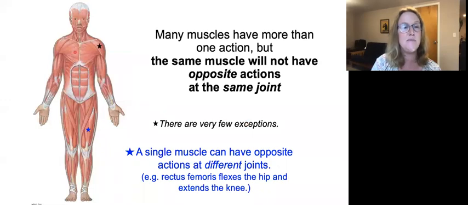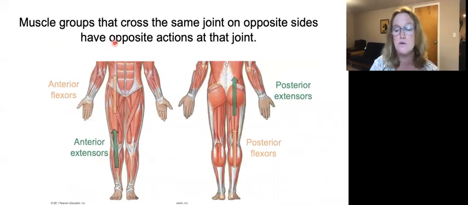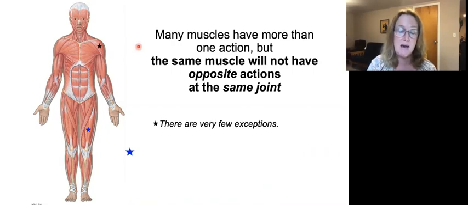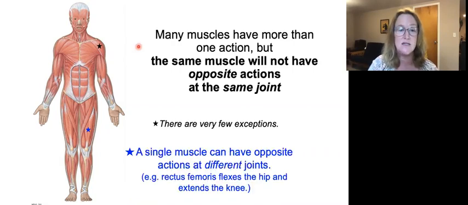One exception would be deltoid, which is this muscle marked up here with the black star, because deltoid actually does wrap around the shoulder joint. So if I show you, oh, and it's not in there, sorry. So deltoid actually does wrap around the shoulder joint. It crosses both anterior to the shoulder joint and posterior to the shoulder joint. So it can actually flex and extend the shoulder both. But there are very few muscles that are able to cause opposite actions at the same joint.